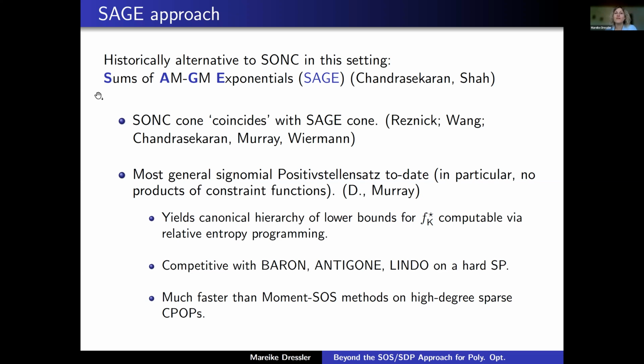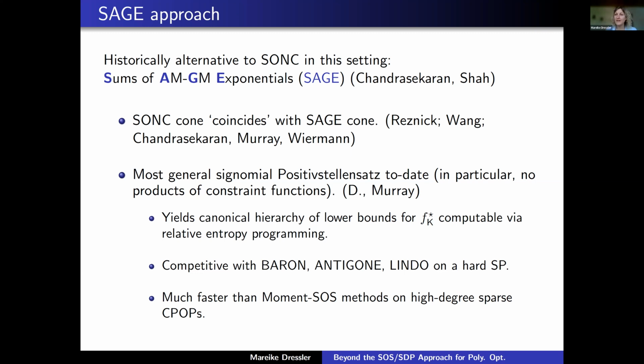For this sum of AM/GM exponentials, I don't want to give you a definition, but you can think of it again as a non-negativity certificate, which certifies non-negativity of zygnomials. As you can already guess by the name, the idea of showing this non-negativity again boils down to the AM/GM inequality. That's why it's called AM/GM exponentials. Again, we're taking sums of these. We call them SAGE.